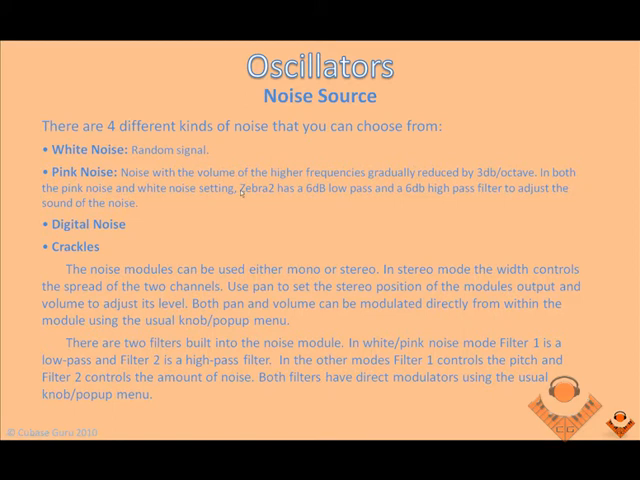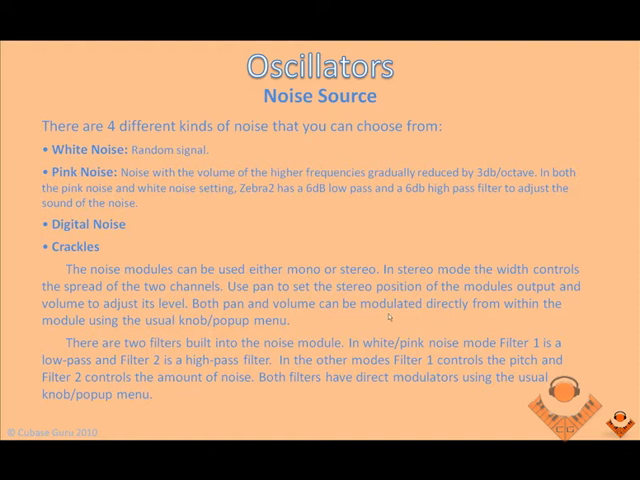octave. In both the pink noise and the white noise setting, Zebra 2 has a 6 dB low pass and a 6 dB high pass filter to adjust the sound of the noise. Digital noise is much of the same, although it sounds a bit more digital, and crackles, which I guess sound like old vinyl crackles really.